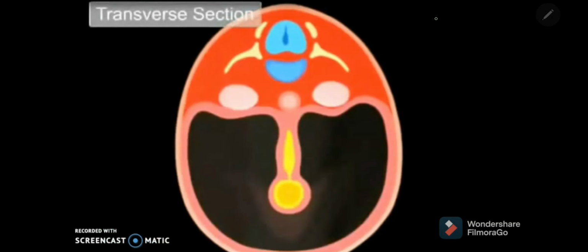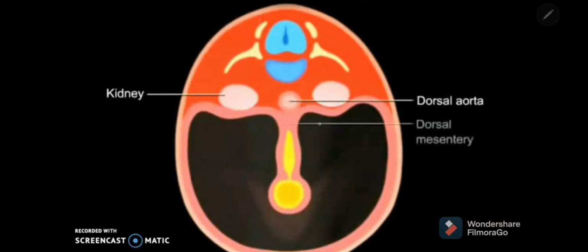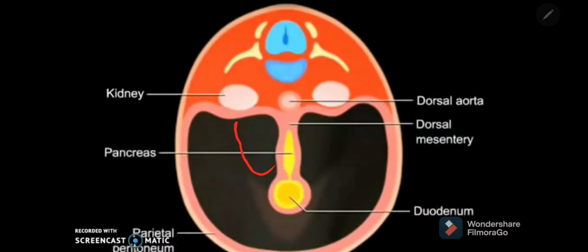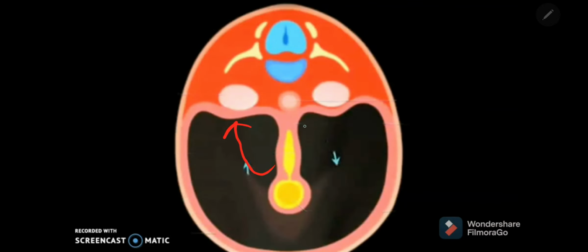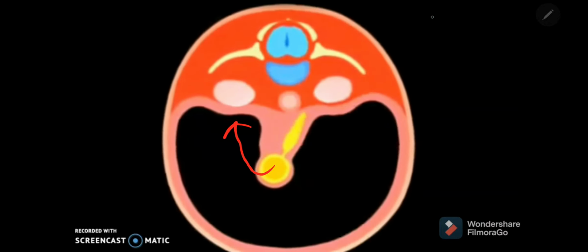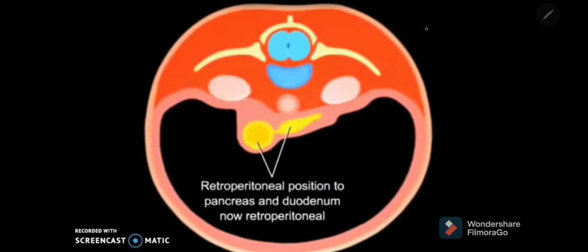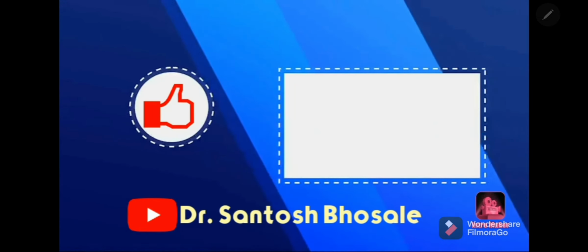And along with the duodenum, the pancreas, which is peritoneal, also moves to the right side, and by zygosis it becomes retroperitoneal. You can notice here, by zygosis it becomes retroperitoneal. So remember, the process by which the abdominal organs become retroperitoneal is called zygosis.